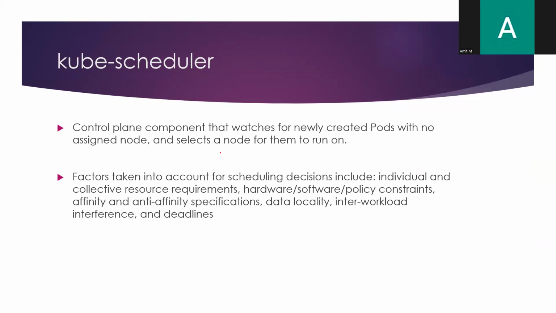Then we come to the scheduler. Where exactly the workload should be scheduled in the form of a container is taken care of by the scheduler. It is a control plane component that watches for newly created pods which are not assigned a node, and selects a node for them to run on. Factors taken into consideration are affinity, anti-affinity, data locality, inter-workload interference, deadline, hardware and software constraints. So many things are there, which we will discuss when we discuss the different Kubernetes components, and pod affinity, node affinity, label selector, taint toleration. I will be discussing in detail.